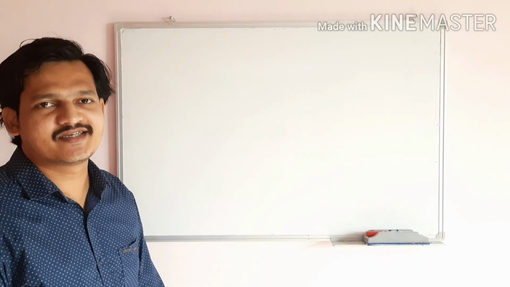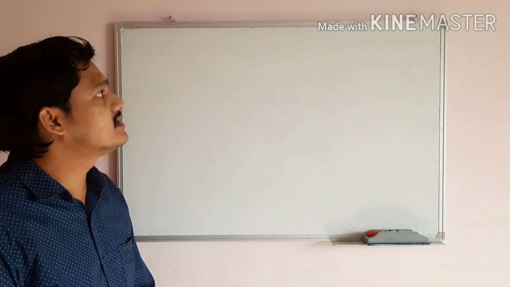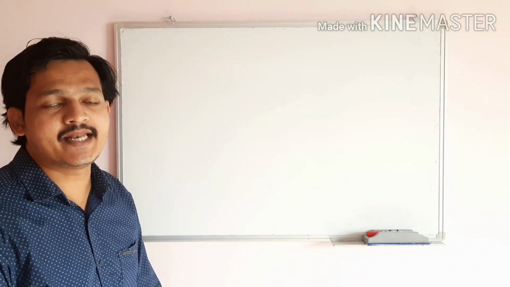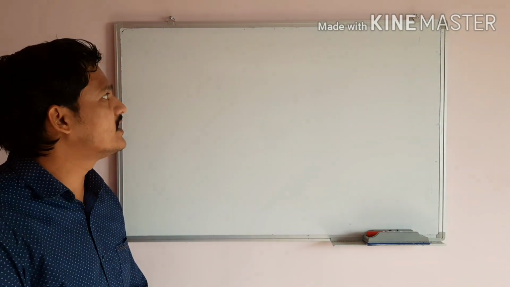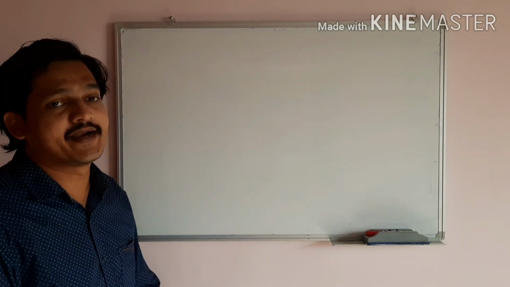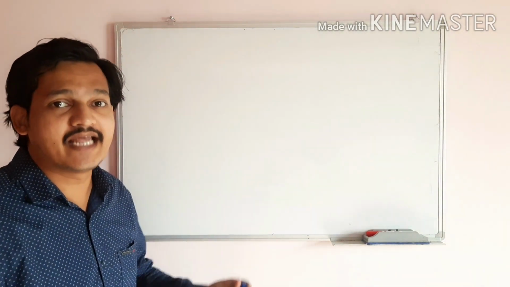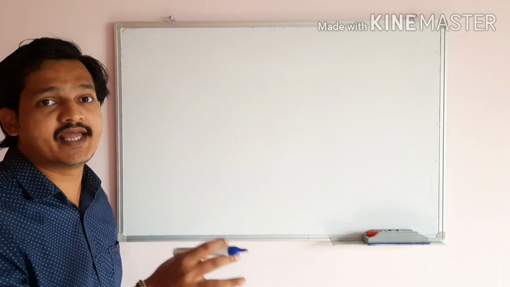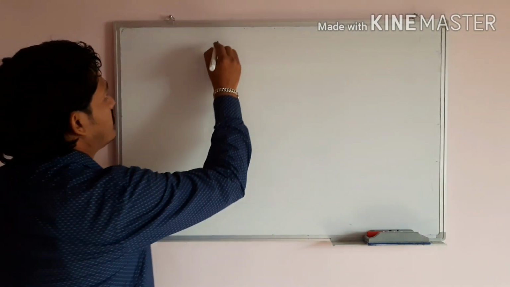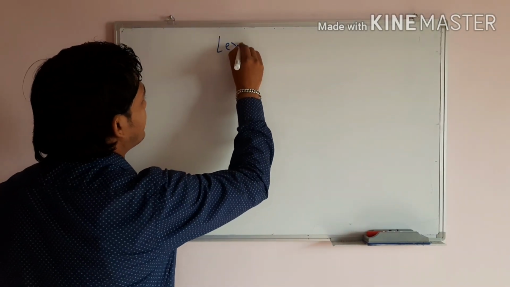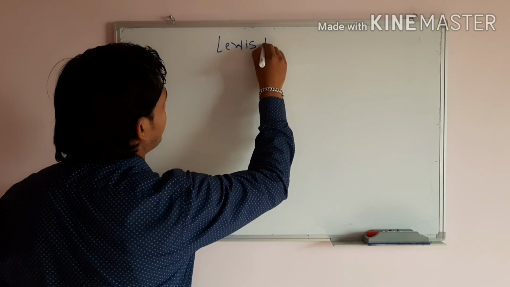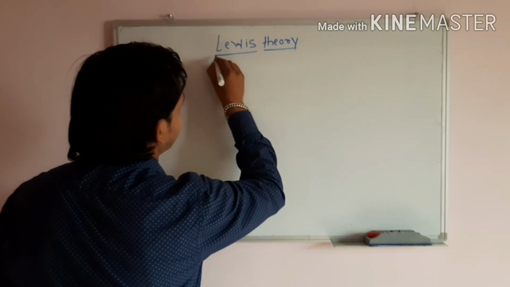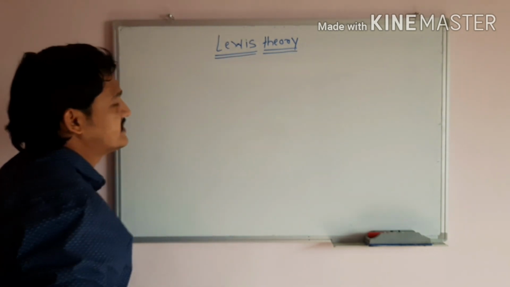In the last video lecture, we studied the Lowry-Bronsted theory for acids and bases. In this video lecture, we are going to start a new concept for describing acids and bases. The concept is called Lewis theory, the Lewis concept for acids and bases.